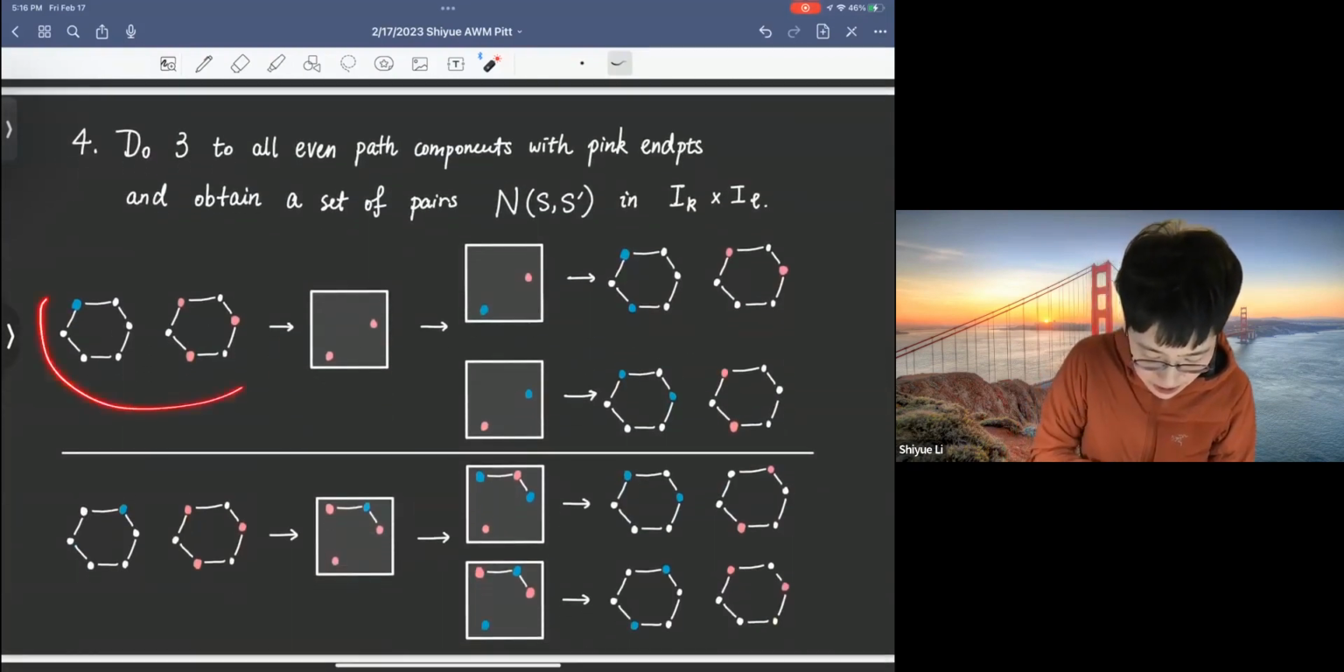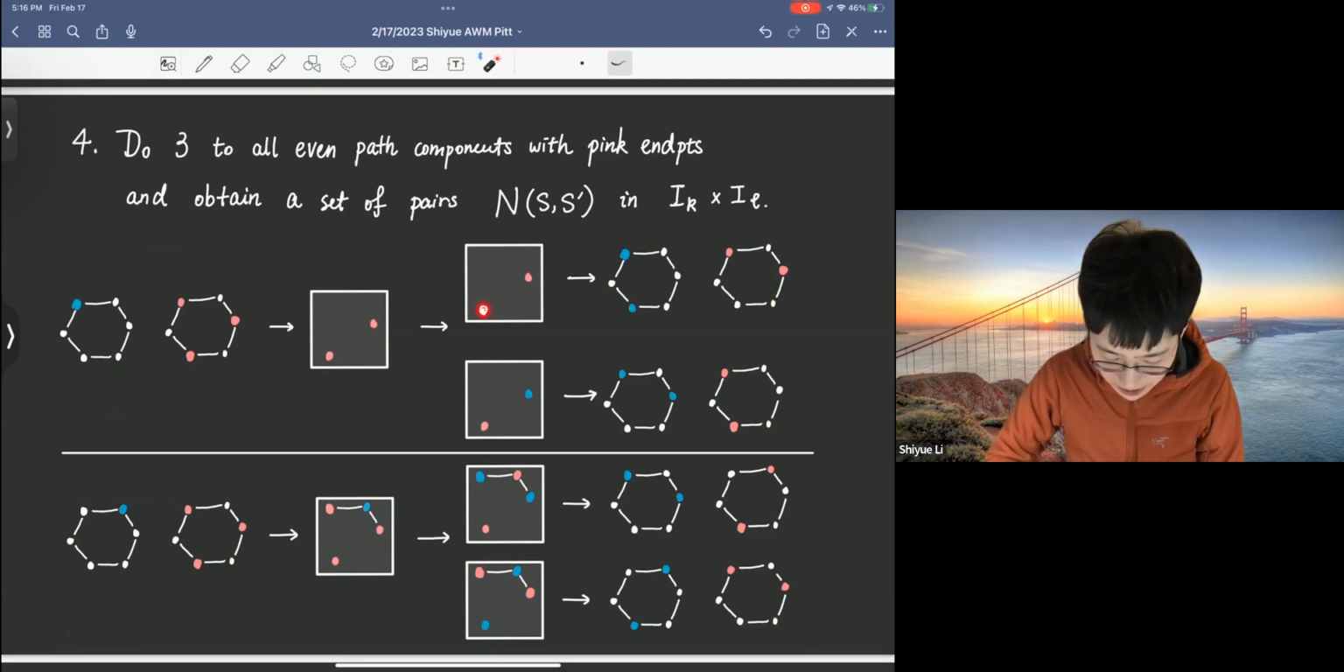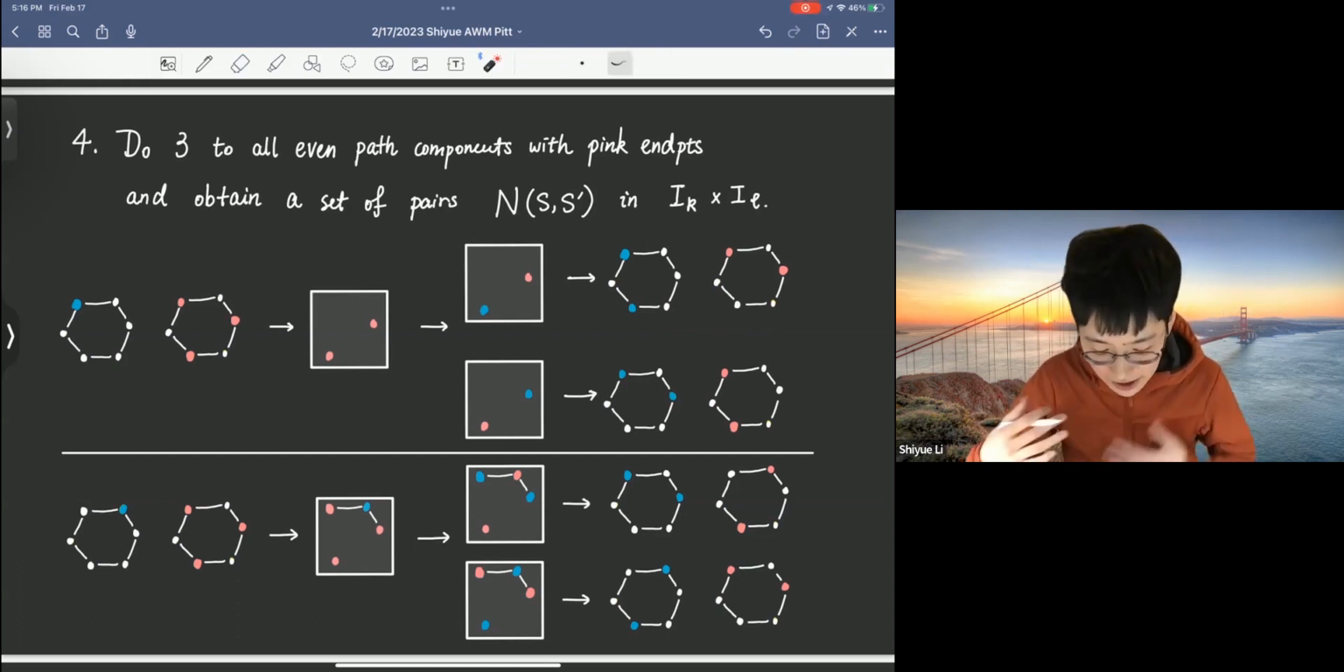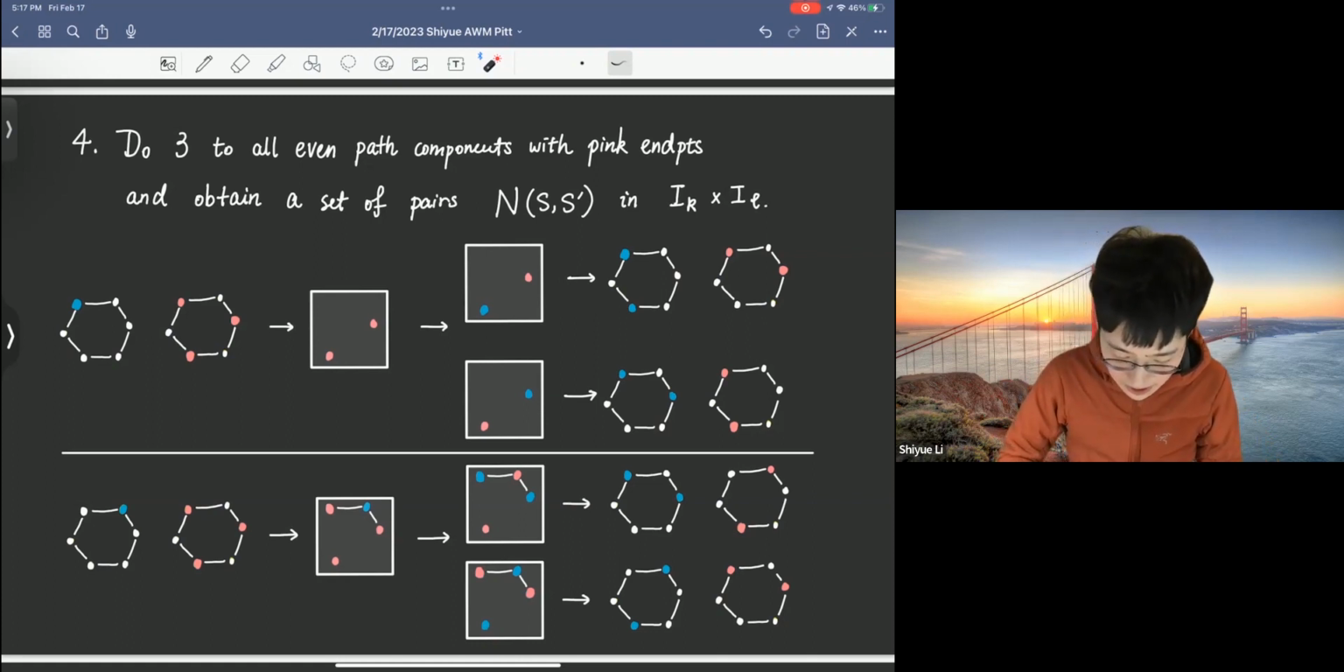So let's look at this example. Here I started with this pair, and the induced graph is like this. And for every component that's a path with pink endpoints, I'll swap the color as before, and I collect all the new vertices that are colored blue, and that will automatically give me a size 2 independent set, because after the swapping, I have increased that number by 1. And then in the end, for every pair, I will create an independent set of size K paired with an independent set of size L.